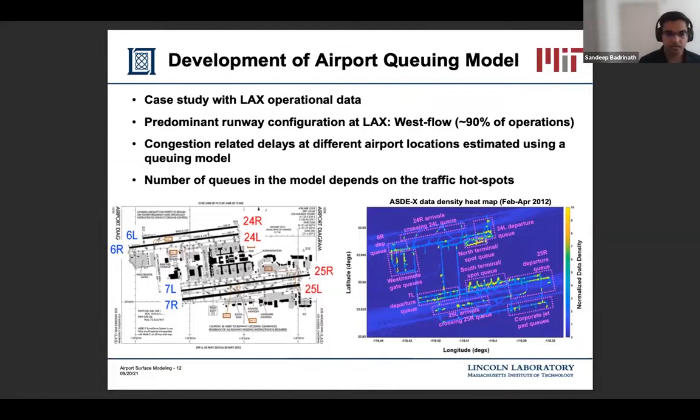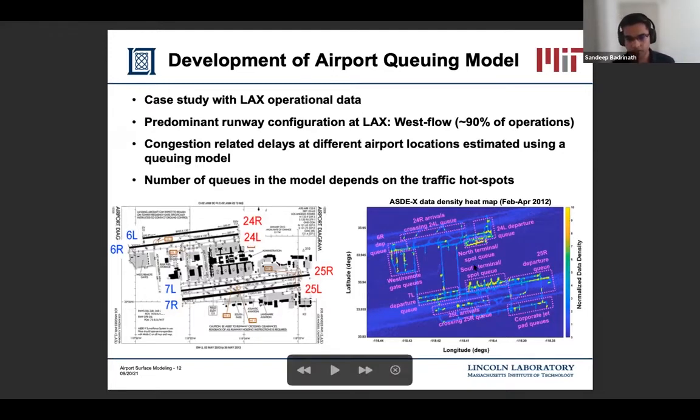And the first step in modeling an airport surface using a queuing model is to look at the traffic patterns and identify the traffic hotspots or the congestion hotspots. We do that using airport surface surveillance radar data, or ASDE-X data. So we looked at ASDE-X data and found the traffic hotspots, and that is shown in the diagram on the right. The brighter areas, the yellow areas, are areas wherein there is congestion on the airport surface. That is, aircraft spend more time in those areas. So what you can see here is those brighter areas close to the 2 departure runways.